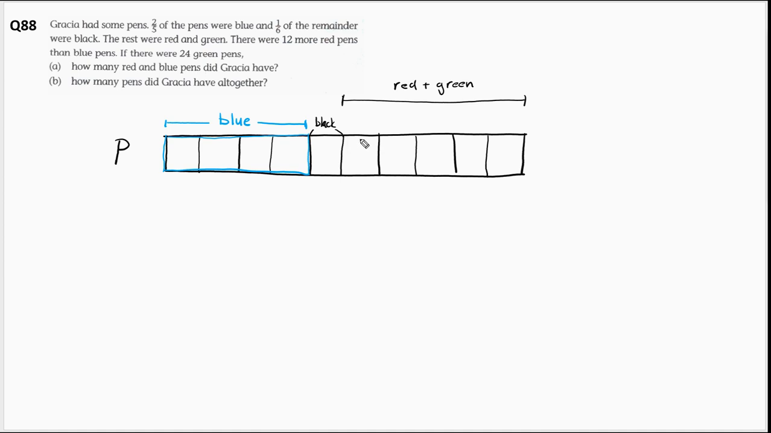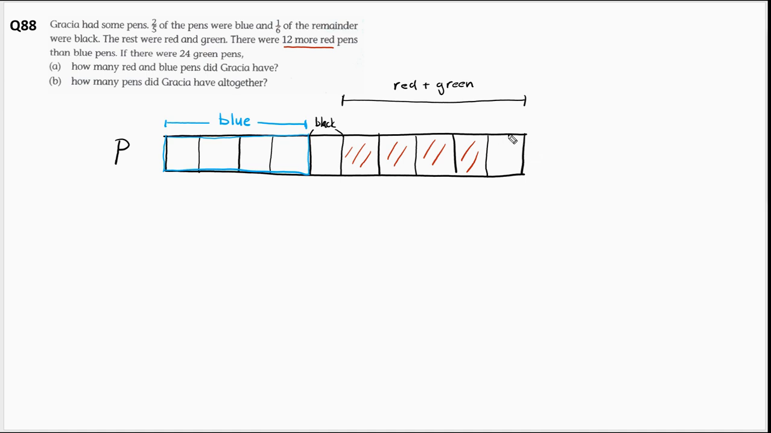So I'm going to shade in. So let's say that's 1, 2, 3, 4. So that's the red pens being the same as the blue pens. Okay, you with me? This is 4 parts that would have red as the same as the blue. But we're told that there are 12 more red pens than blue.